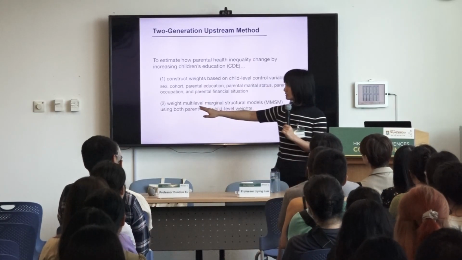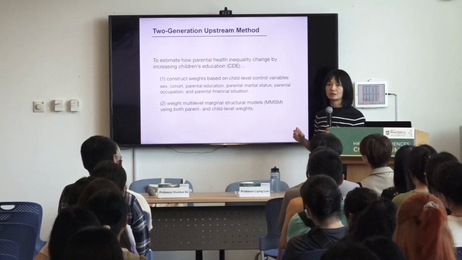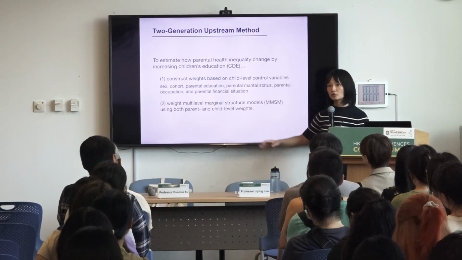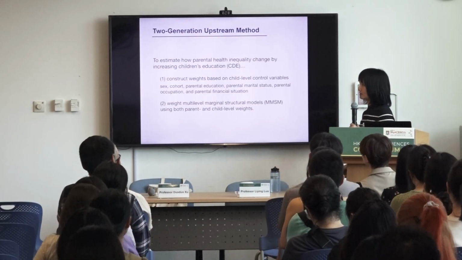The reason why we need to use multi-level models is that HRS data are longitudinal, so we know that observations within individuals are nested or correlated. So the multi-level part accounts for the correlation among observations within an individual.